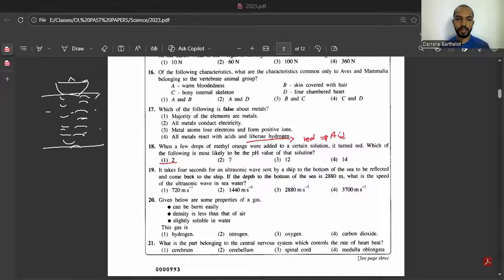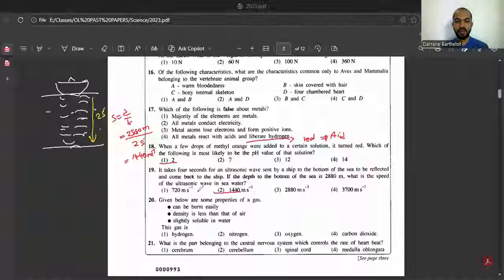So here it says it takes 4 seconds for the wave to go and come back again, which means to go only, it has taken 2 seconds. So you can just apply speed is equal to distance divided by time. Distance is 2880 meters divided by the number of seconds, that is 2 seconds. So answer should be 1440 m s^-1. It should be the second answer.